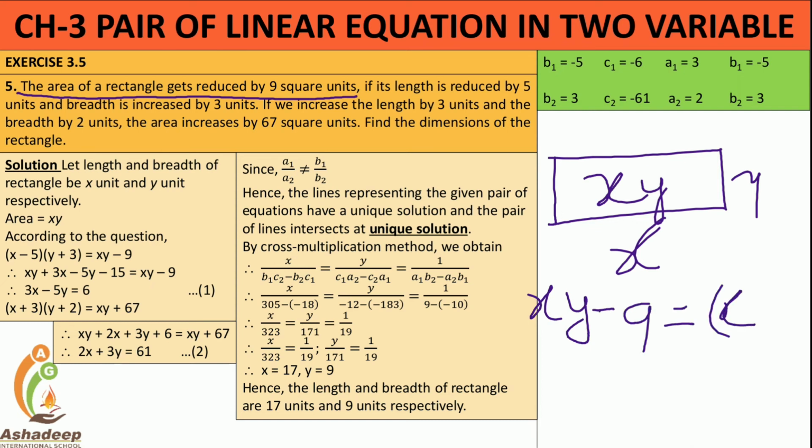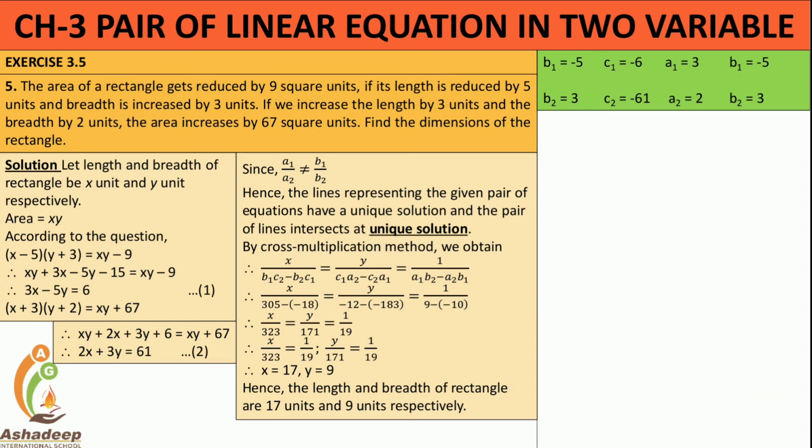When its length is reduced by 5, its length is reduced by 5 means minus 5. So x minus 5. And then breadth is increased by 3, that means y plus 3, right? So this is the equation. If length is reduced by 5 and breadth is increased by 3, the area gets reduced by 9.